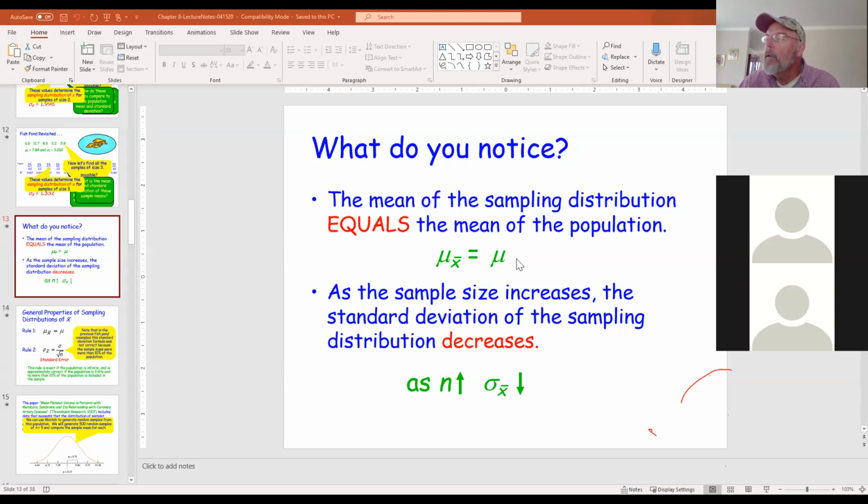In this same idea, sample size is important. Sample size is important because as the sample size gets larger, the variation of the average of the sample means, the standard deviation of those sample means, will go down. Sample size goes up and the variability goes down.